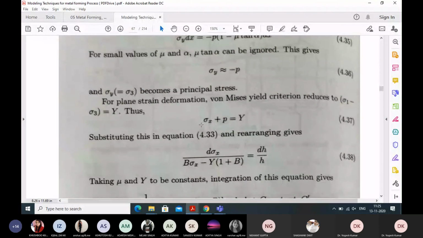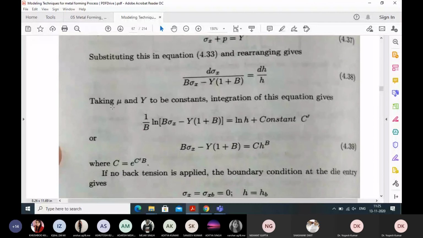d sigma, okay, you will get sigma x plus p equal to y. If you put the value of p in this equation, you will get p equal to y minus sigma x. Okay, so after substituting the value of p in equation 4.33, you will get d sigma upon b sigma x minus y, equal to 1 plus b dh upon h.